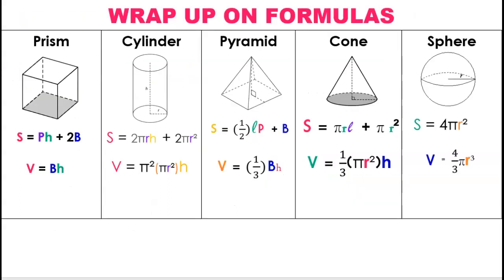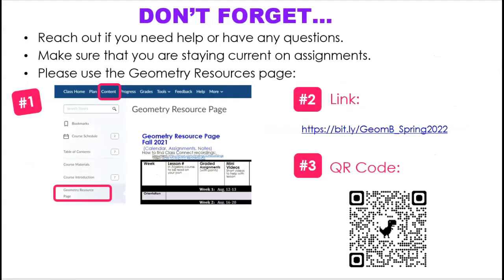Okay, guys, here's a great wrap-up slide of all the different formulas for volume and surface area of these solids: prism, cylinder, pyramid, cone, sphere, all of them, all in one sheet. But also don't forget that we have the formula chart as well. I've given that out several times in class, but you can also find it on the geometry resource page. Remember, that's located in the class, and it's also located at that link, or you can get to it by the QR code.